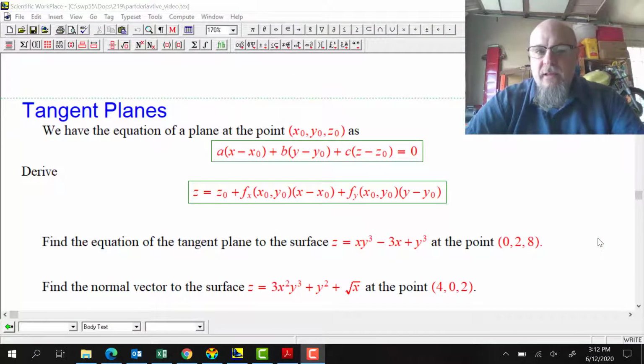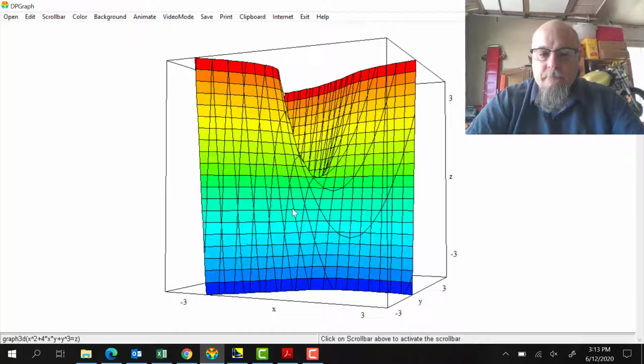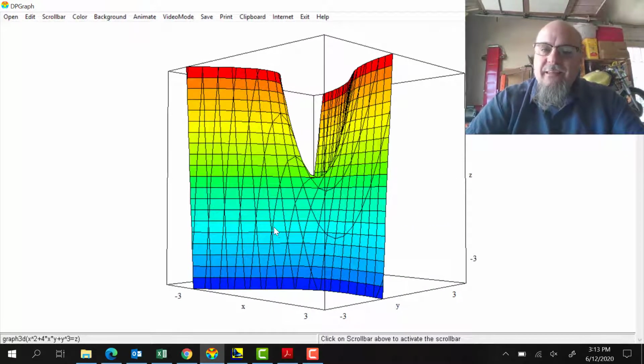Talk about tangent planes to a surface. So we have a function f of x, y. So we've got this multivariable function, like one of these. And what we want to do is calculate the equation of the tangent plane.